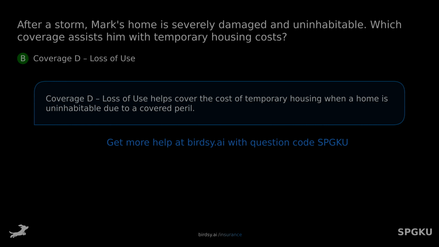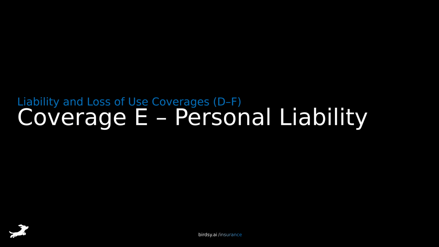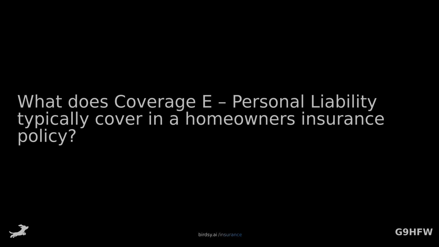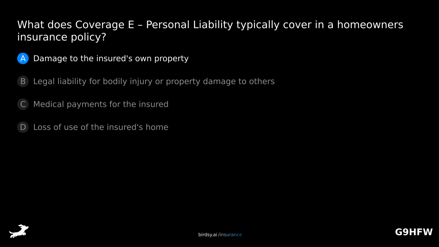Coverage E, personal liability. What does coverage E, personal liability, typically cover in a homeowner's insurance policy? Is it A, damage to the insured's own property? B, legal liability for bodily injury or property damage to others? C, medical payments for the insured? Or D, loss of use of the insured's home? The answer is B, legal liability for bodily injury or property damage to others.